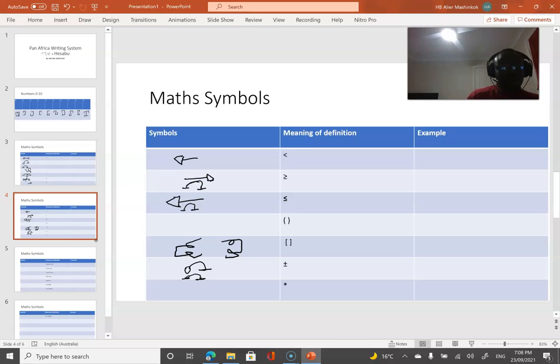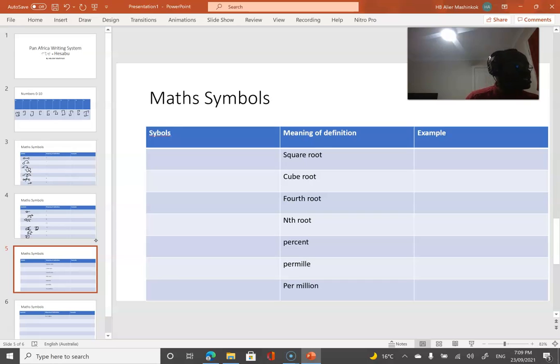Now we are going to something called asterisk. So asterisk, this one here is like a star, but the way that I have developed this is like this. Okay, so like that. That is the symbol for that.